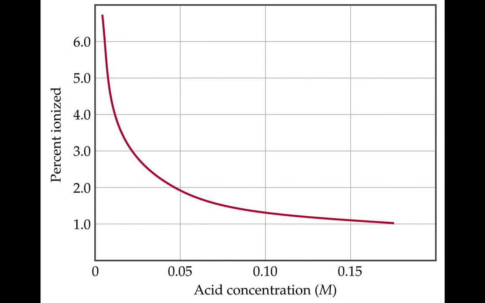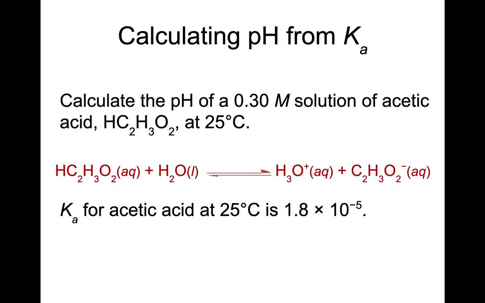Alright, so here's that graph I was talking about. As you can see, we've got percent ionization on the y-axis and acid concentration on the x-axis. And again, as we increase that acid concentration, our percent that is ionized goes down. It's a bit counterintuitive. So let's try an example of this type of problem.